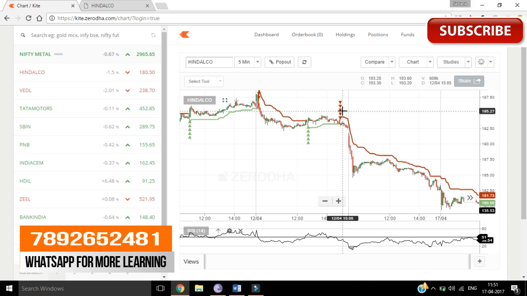For example, this is going to be positional, and any buy after 1 o'clock also is going to be positional. Look at this movement right now. The stock is still moving. It's a great move from 193 to 181. So it's a good profit.